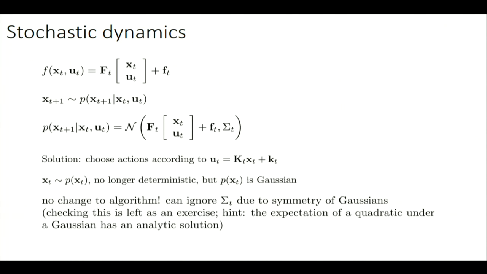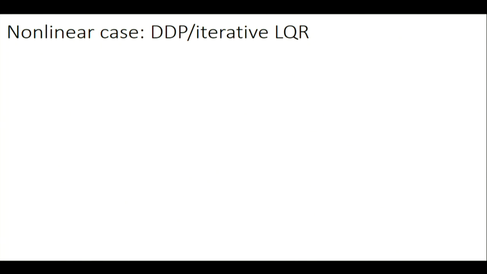So if you want to check this as an exercise on your own, the only thing that you really need to remember is that the expectation of a quadratic under a Gaussian has an analytic solution. It's kind of neat. It just has this trace term with the covariance. So if you want to look that up, then you should be able to derive this on your own. OK, so that's the linear case.